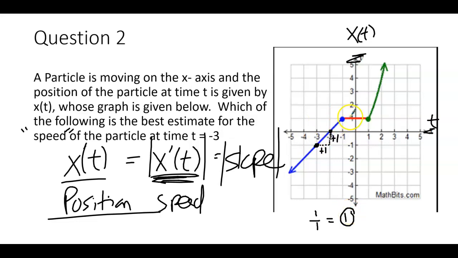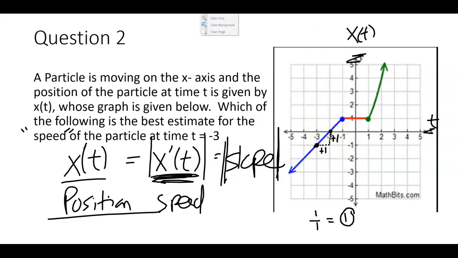Okay. Now you can only really do that with straight lines. This green one's curving, so I wouldn't be able to ask you that right now. So there it is. That's how you'll find the speed: you're just going to find the slope. But you want to make sure it's the absolute value of the slope, okay? Because speed is the absolute value of velocity, and velocity is the slope of the function.